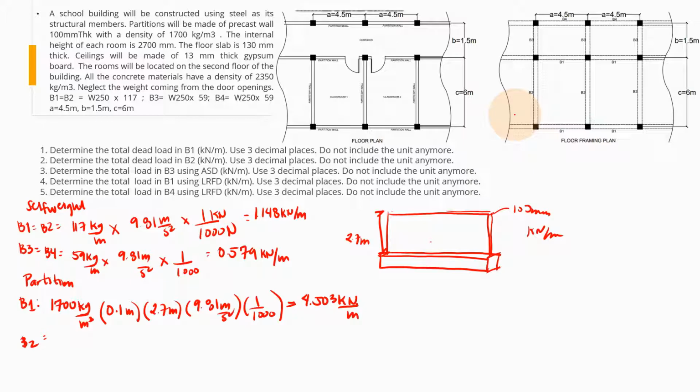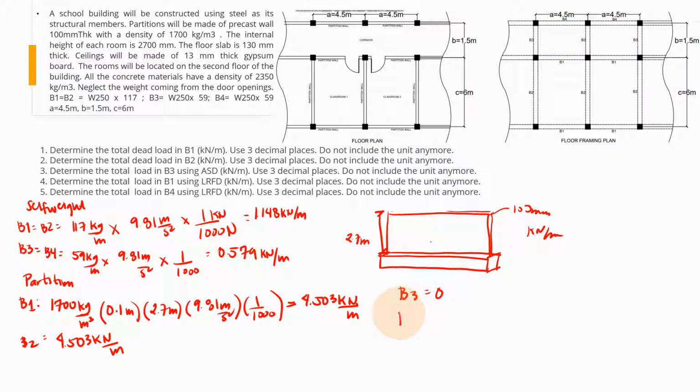Bakit? Because they have the same internal height, they have the same thickness. So, yung weight coming from the partition wall na nakapatong sa ating beam 2 is also equal to 4.503 kilonewton per meter. Okay? So, for beam 3 naman, so sa beam 3 tayo, this part, walang partition wall. Tama? So, walang partition wall na nakapatong dito sa beam 3. Kaya yung weight is 0 coming from the partition wall. Kasi nga walang partition wall.